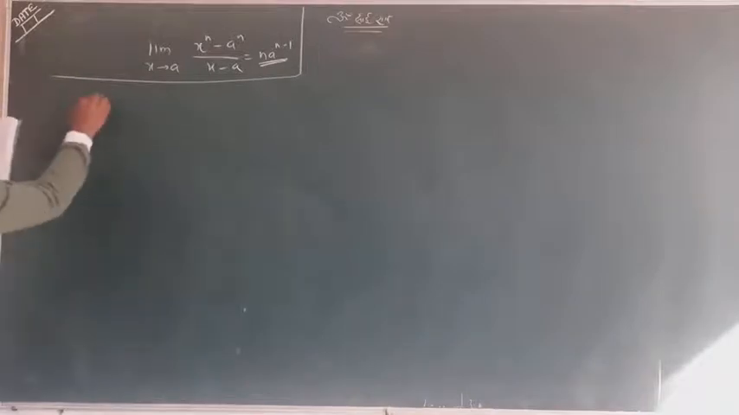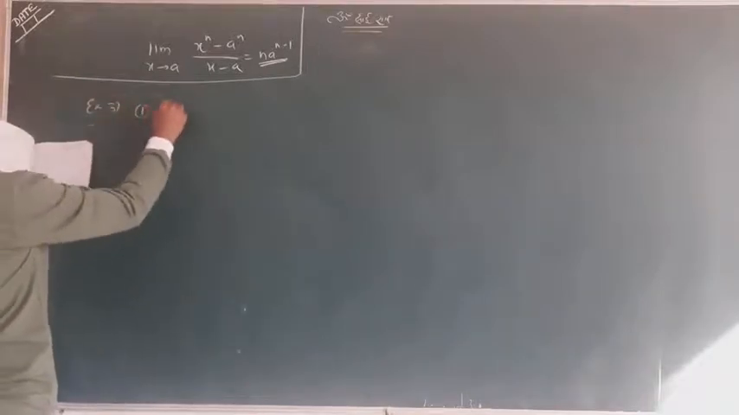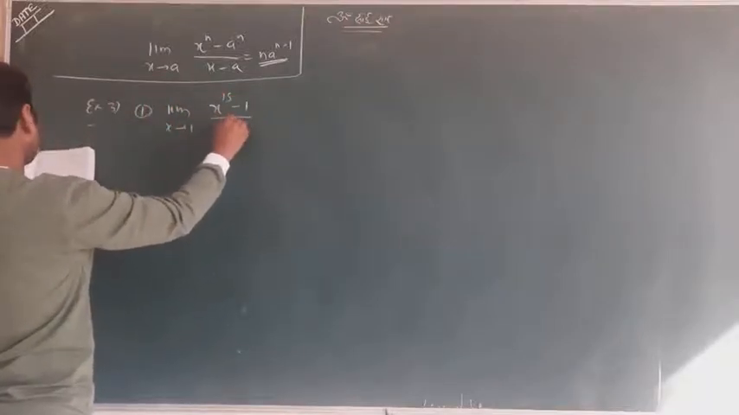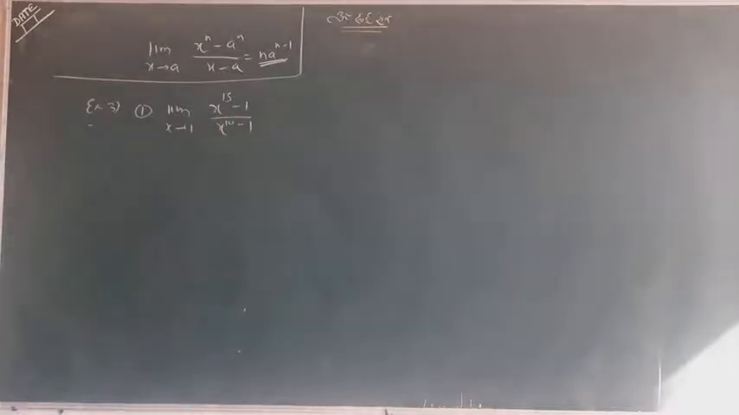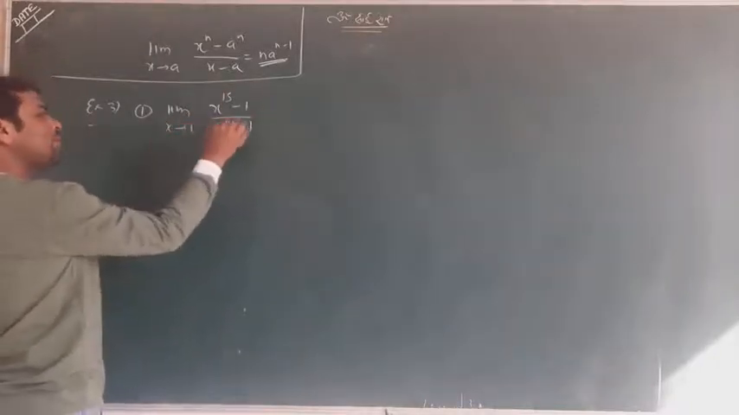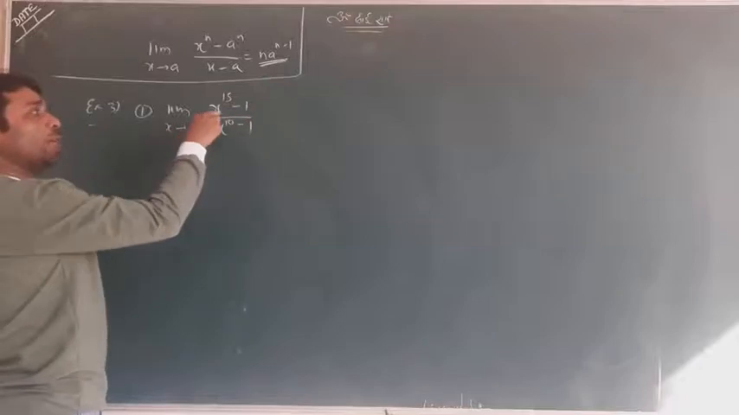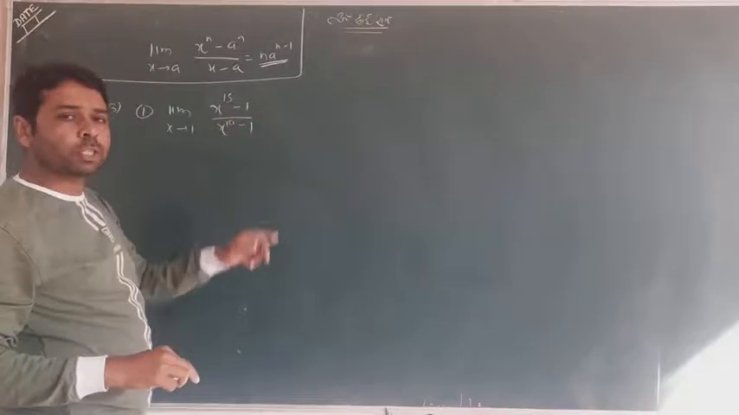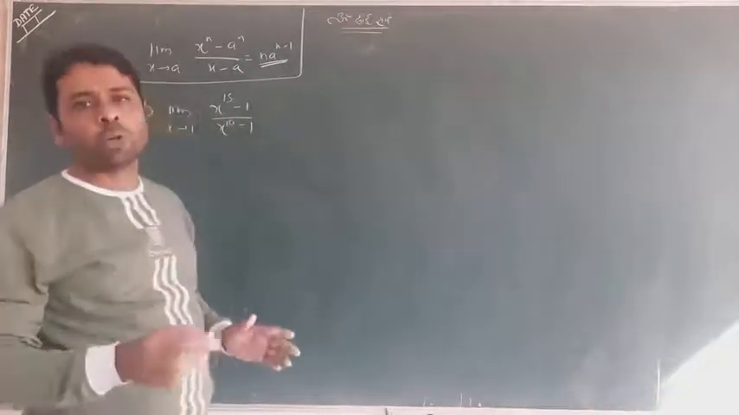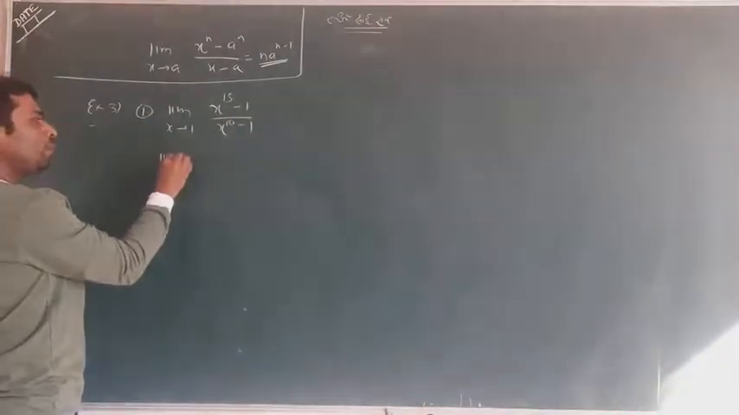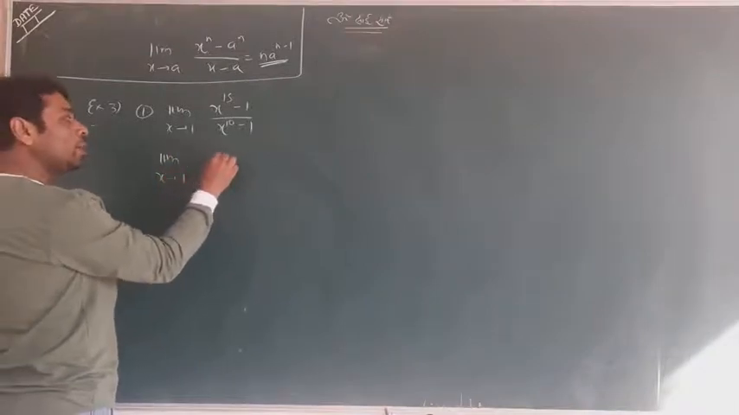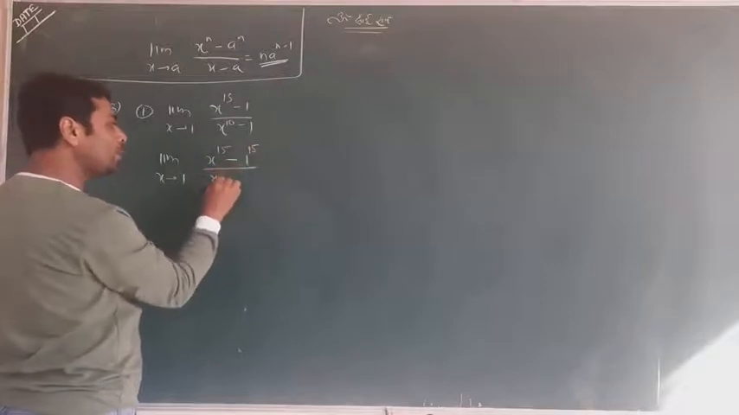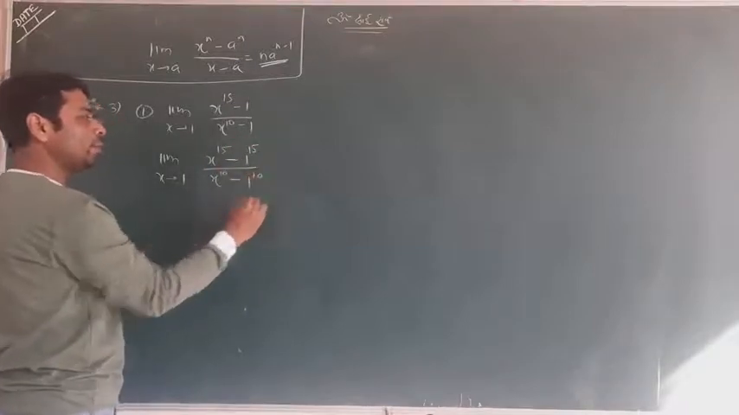Example number 3. First question: limit x tends to 1, x to the power 15 minus 1 upon x to the power 10 minus 1. Very good question this is. So students, look at the importance of the question. After putting x tends to 1, we get 1 minus 1, 0, upon 1 minus 1, 0. 0 upon 0 is coming, meaning it is not defined. So what will you do? Look, I will tell you one good thing. You write 1 as 1 to the power 15 upon x to the power 10, and 1 is 1 to the power 10.